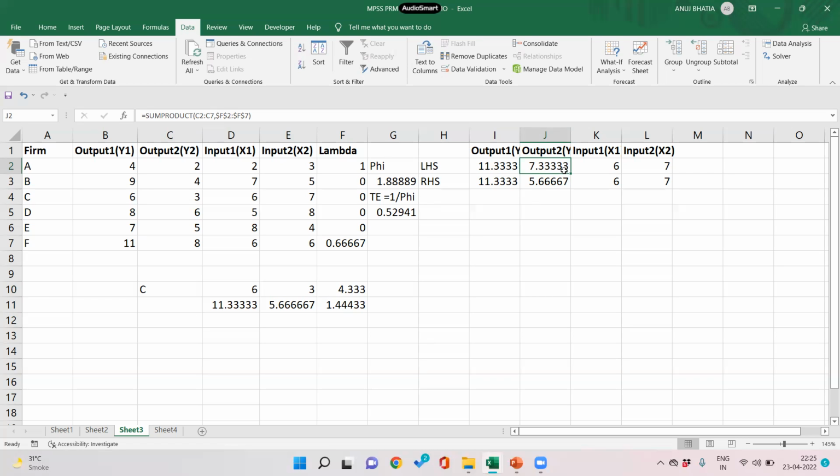To counter this, what we do is we use a non-radial approach. In the coming videos, we will see the non-radial approach, Russell's input and output measure, and Pareto-Koopmans measure.